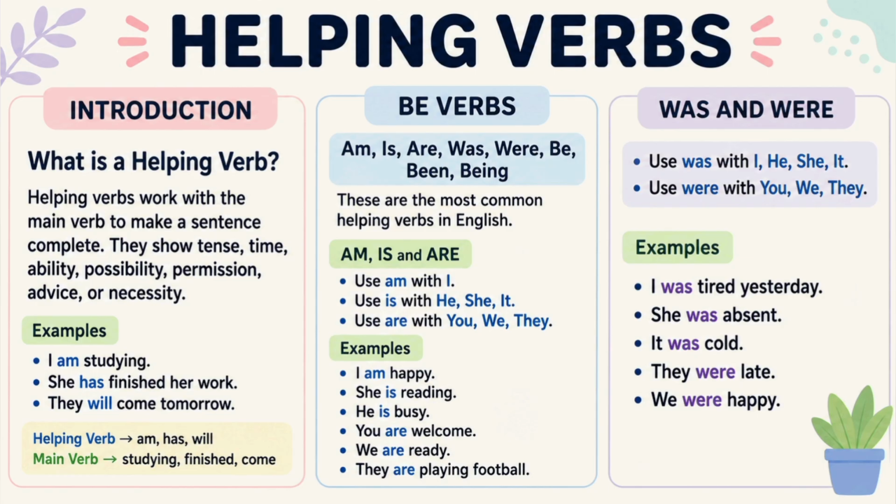For the past tense be verbs, we use was with I, he, she, and it, such as I was tired yesterday, she was absent, and it was cold. We use were with you, we, and they, like they were late and we were happy.